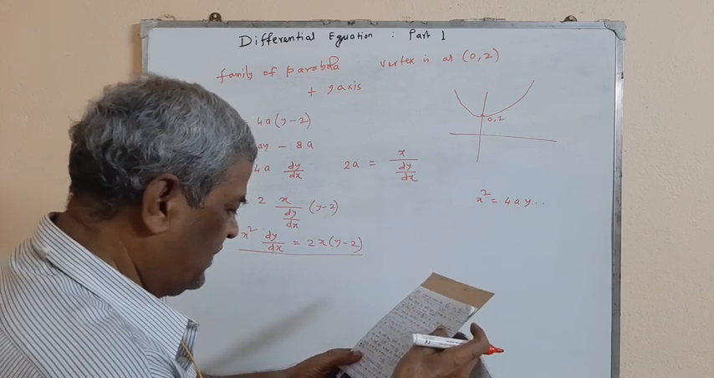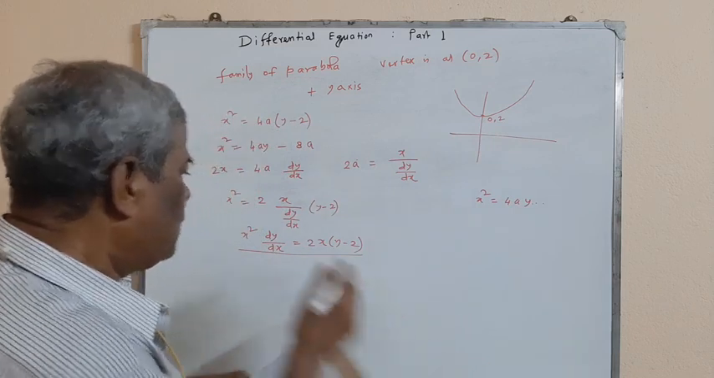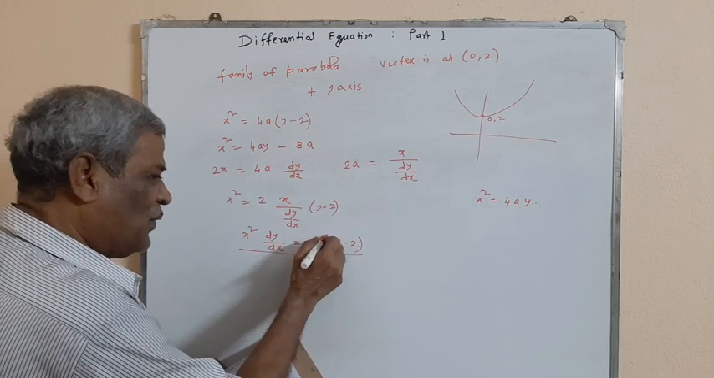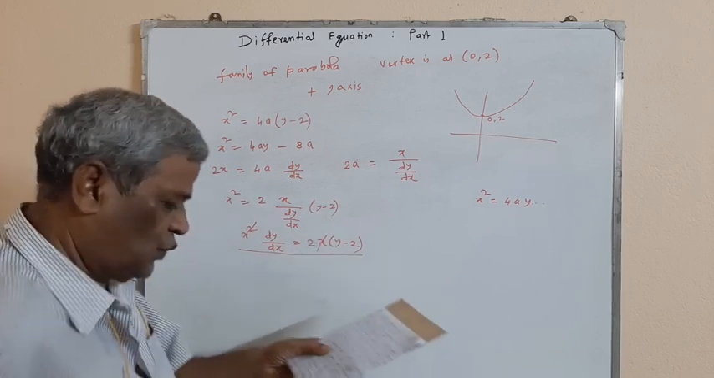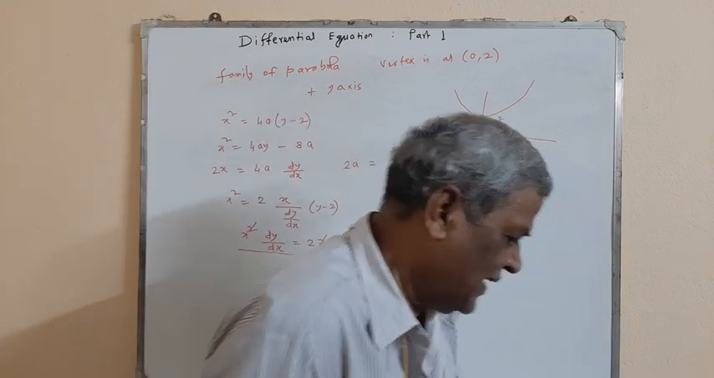Just one minute, I verify the answer. So you see, one x can be cancelled. X dy/dx is equal to 2 into (y minus 2). This is the correct answer. Achha.